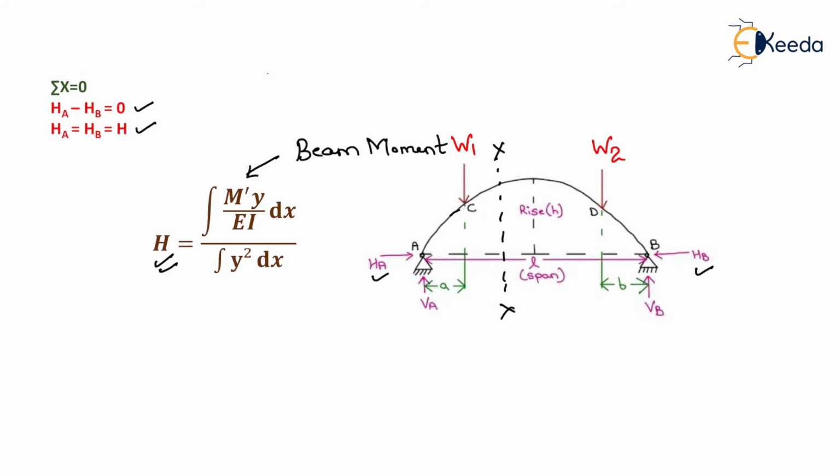Now in this way, we have determined all the reactions in our two hinged arch, that is HA, HB, VA and VB. That is all about the two hinged arch. Thank you very much, students.